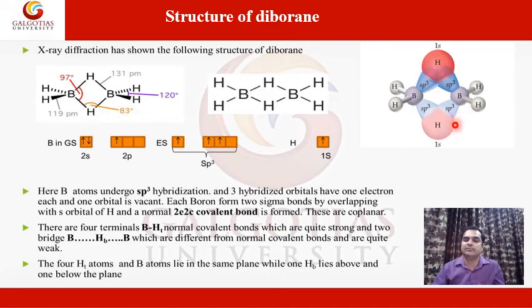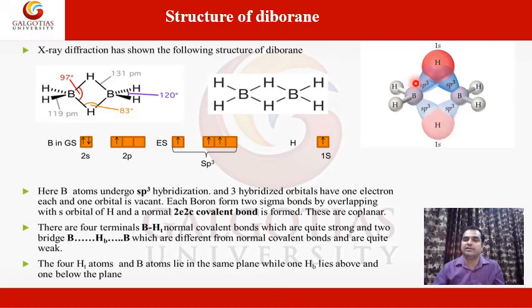Similarly, if you are taking another banana bond, here we can say that this boron utilizes the sp3 orbital which contains one electron. That makes the head-to-head overlap between the sp3 of boron, 1s of H orbital, and vacant sp3 orbital of boron. That will also make the three-centered two-electron bond.